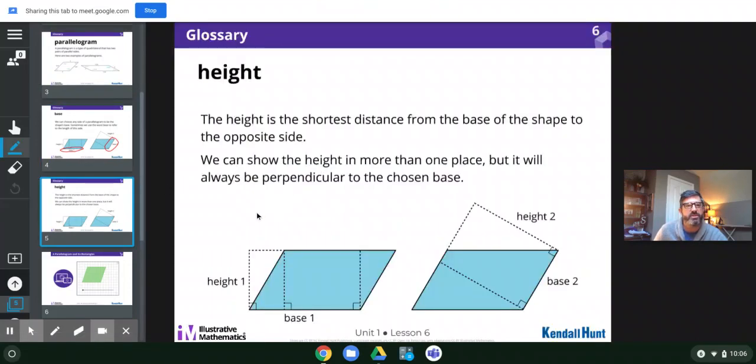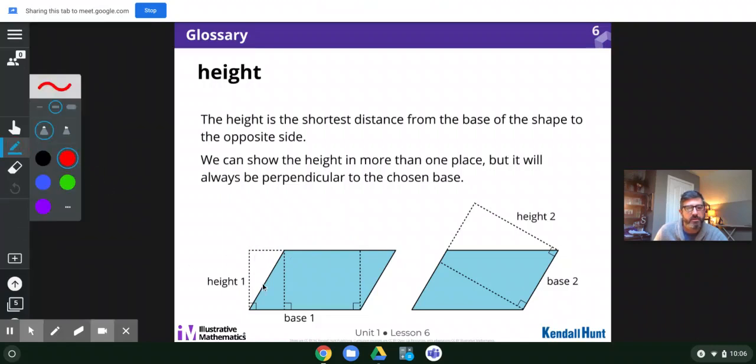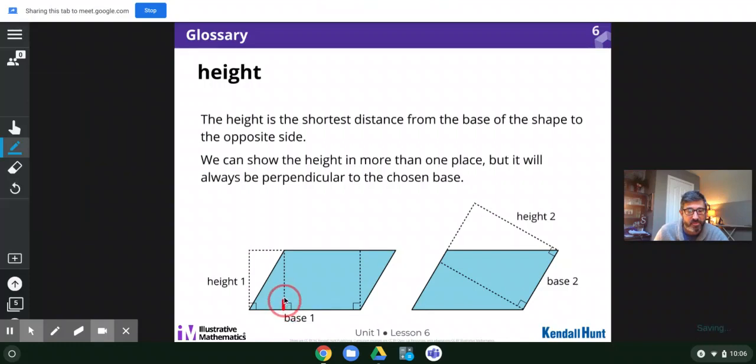So I said the 2 things that you need to find in order to get the area of a parallelogram is the base and the height. This is the height. So like we talked about, in this example, they found the base here. So how do we find the height? We draw a line that's perpendicular from the base up to the opposite side of the parallelogram. So it's going to be the shortest distance from the base of the shape to the opposite side.